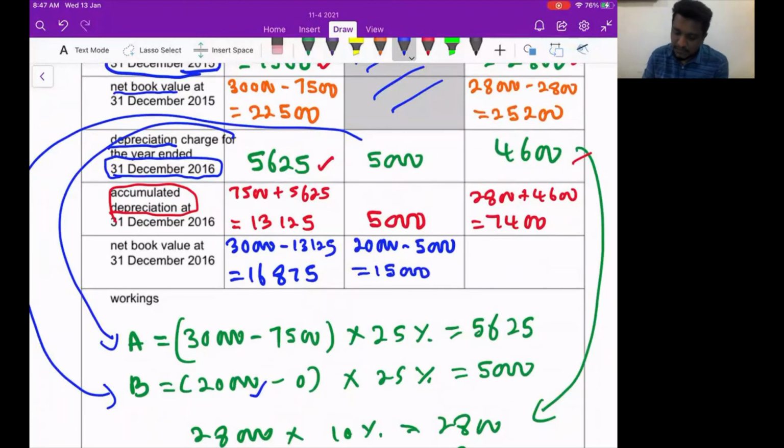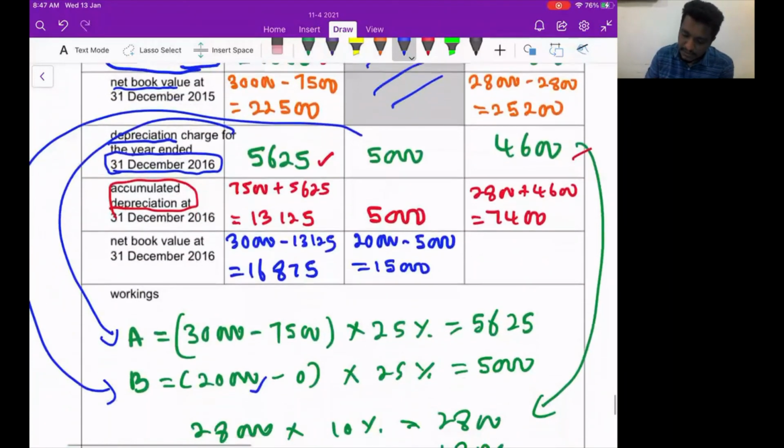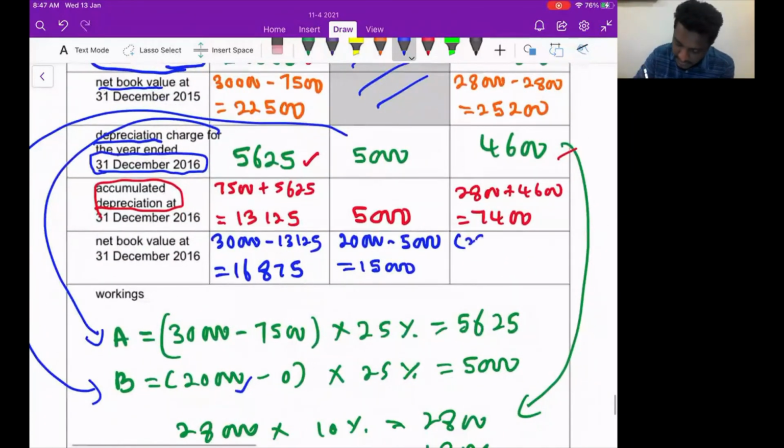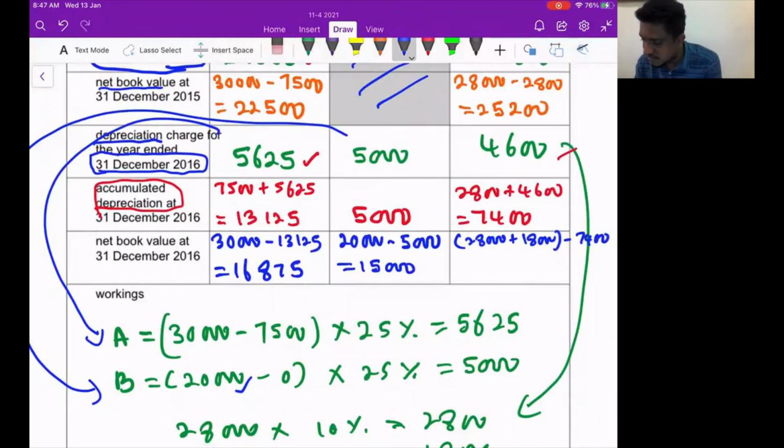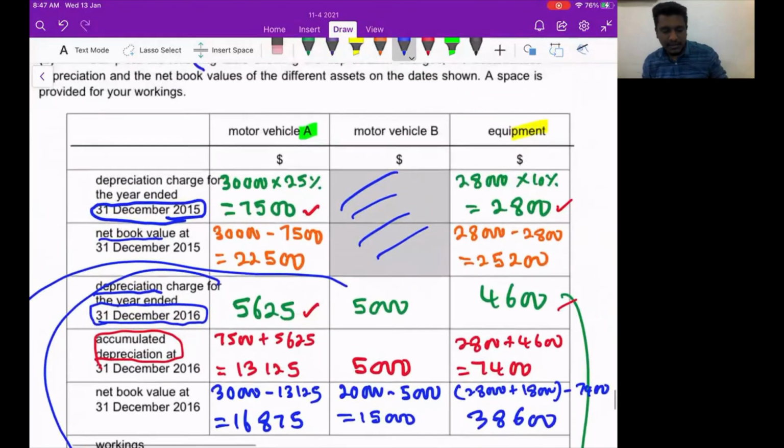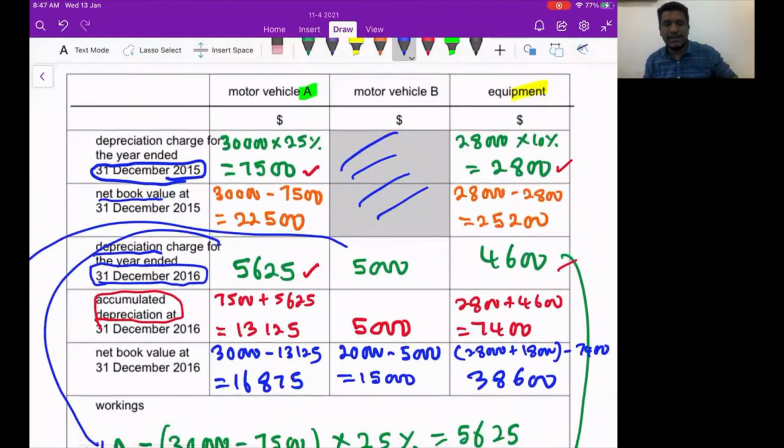After that, for equipment, we have two assets now. We add together 28,000 plus 18,000 minus 7,400. I get 38,600. Okay, that's it. That's the answer for this question. This is a little bit long, so try to redo it again. If you don't understand, you can message me. Thank you.